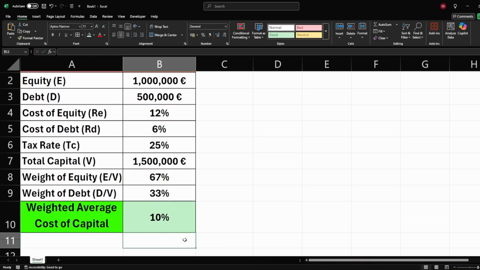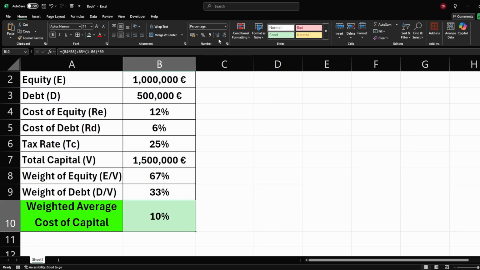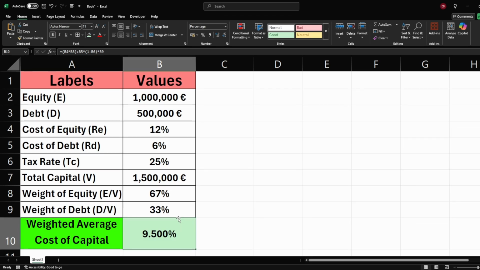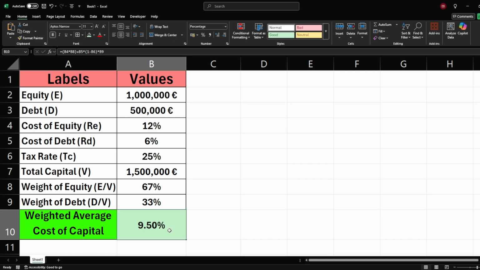And the result is 9.5%, which tells us something very important. This means the company needs to earn at least 9.5% return on its investments to cover the cost of financing from both equity and debt holders. In other words, any project or investment the company takes on should ideally deliver a return higher than 9.5%. Otherwise, it's not creating value.